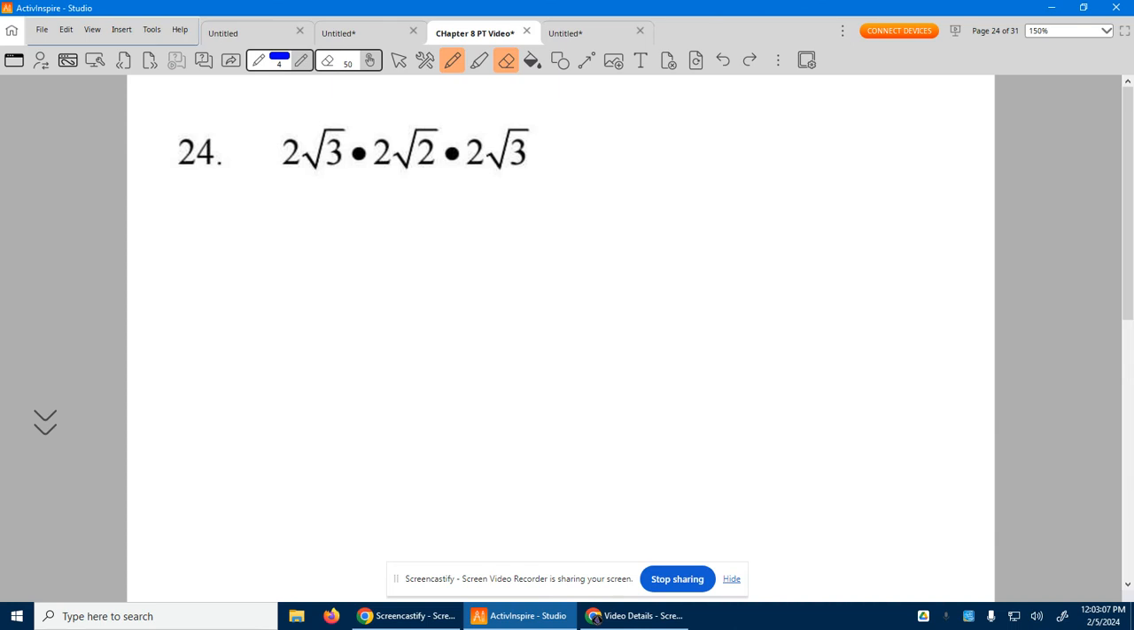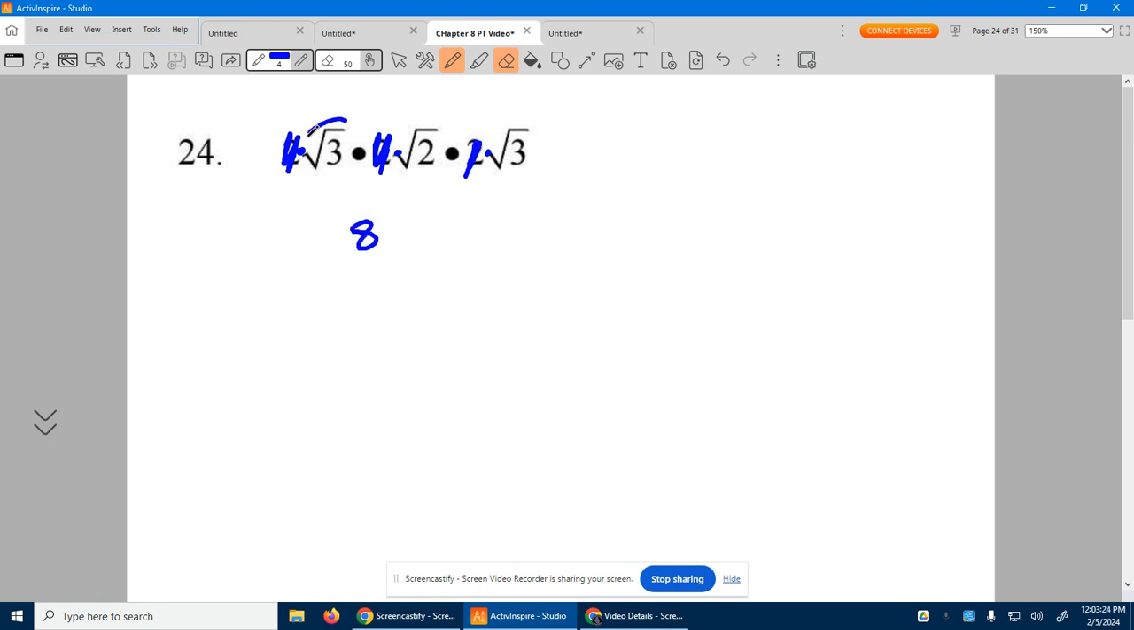Number 24, we have 2 root 3 times 2 root 2 times 2 root 3. Now, really, it's all multiplication in between these evens. So really, you have like six things you're multiplying here. Now, I know this 2 times this 2 times this 2 is 8.